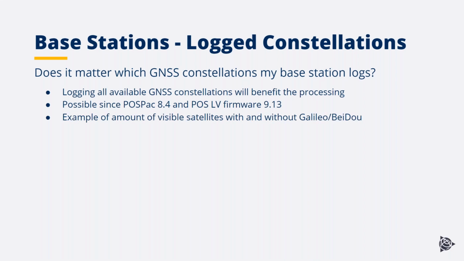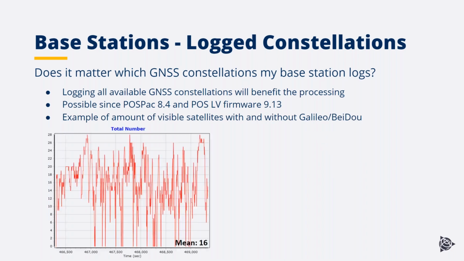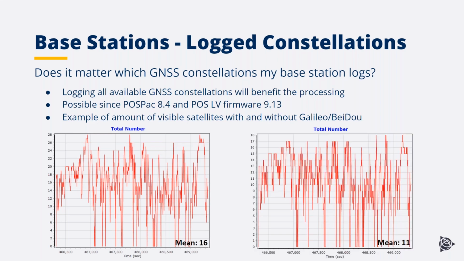I have here an example of the amount of visible satellites with and without Galileo and Beidou in POSPac. On the left side, you see the number of satellites in the baseline. With Galileo and Beidou, we get up to 28 satellites, and the mean value is 16. And without, we get a maximum of roughly 18 satellites, and the mean value is 11. So there's quite a significant difference in the amount of satellites here.